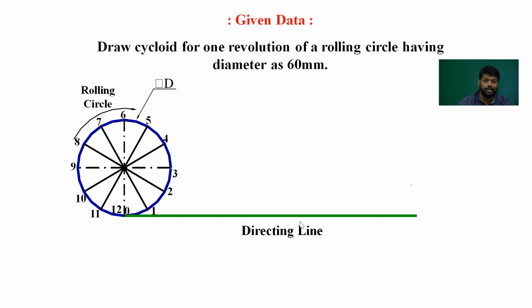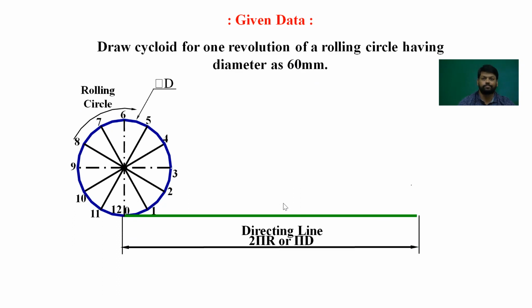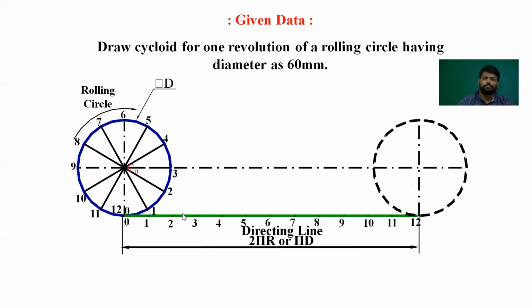Now the length of the straight line equals pi d because the diameter is given, so 60 into 3.14, that will be the length of the straight line, 2 pi r or pi d. Now we will divide this straight line into 12 equal parts, and at the end this straight line reaches the 12th position, so the points will change.